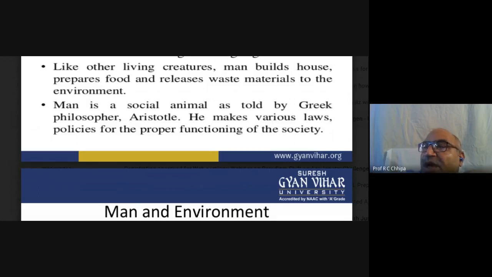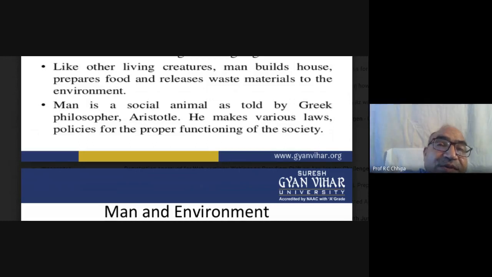Different prepared foods are part of history, because those particular waste materials are released in the end. So man prepares food and releases waste material to the environment. This is one of the very serious concerns, because all pollutants are the waste material we release after doing our work, into the environment.